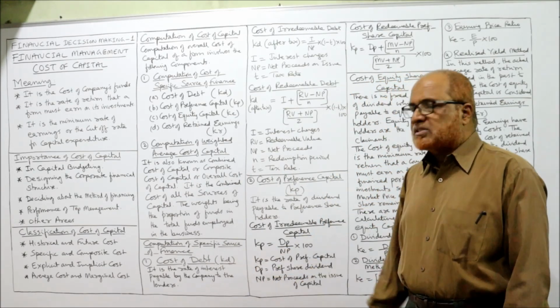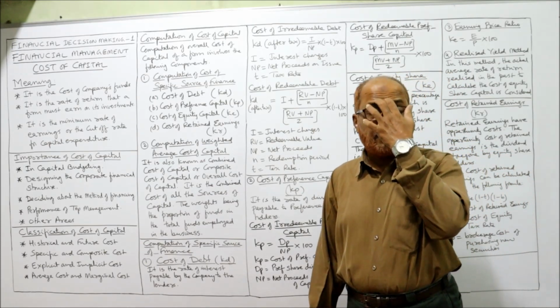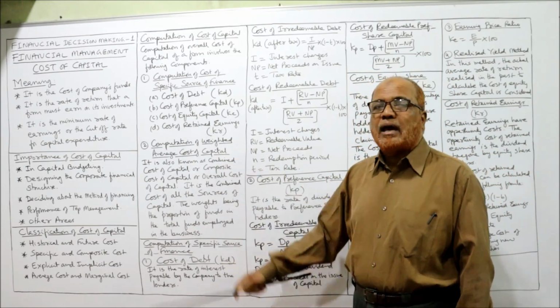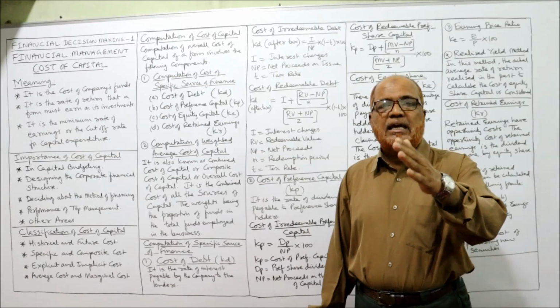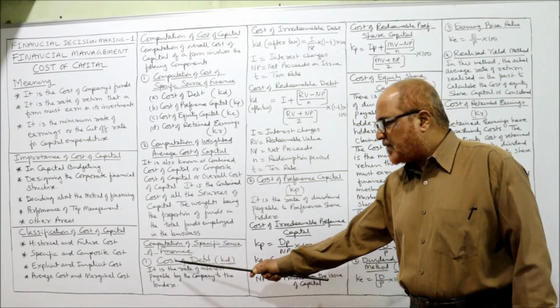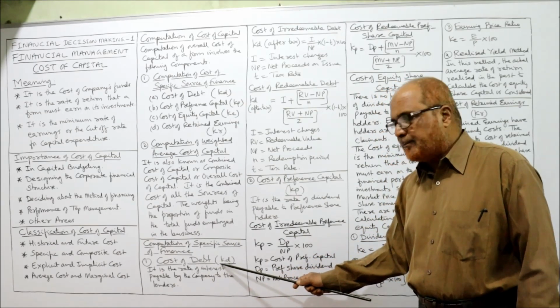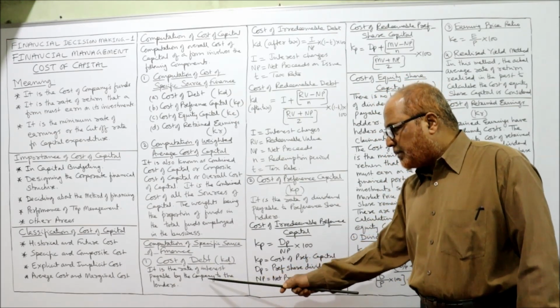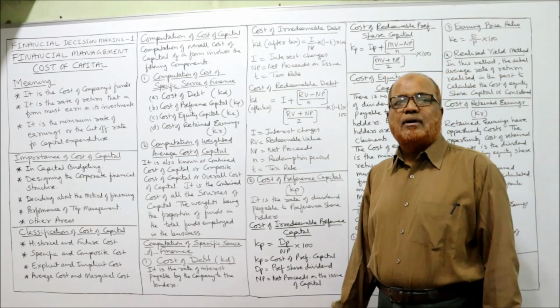Now, computation of specific source of finance. Now I am coming to the first point. How to calculate the specific cost KD, KP, KE, KR. So first of all, computation of specific source. First, cost of debt capital KD. It is the rate of interest payable by the company to the lenders.